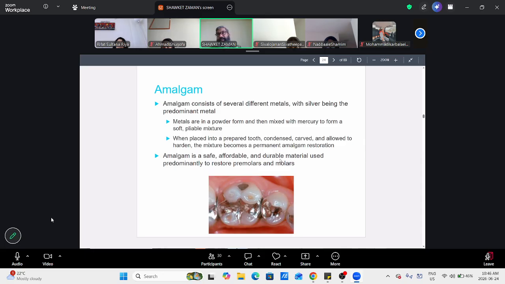Durable means it's a long-lasting material, which is used predominantly to restore the premolars and the molars, because people use their premolar and molar teeth mainly for chewing purposes. So we need something very hard so that it can be well supported for the tooth and its supporting structures.